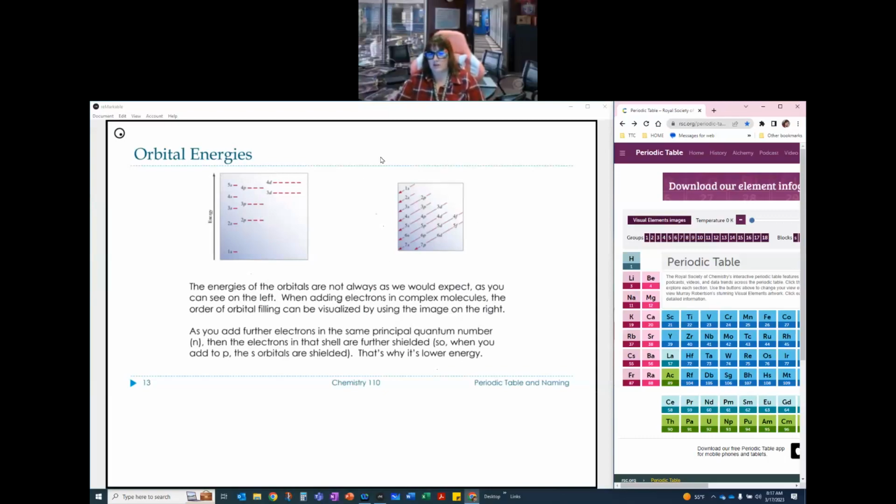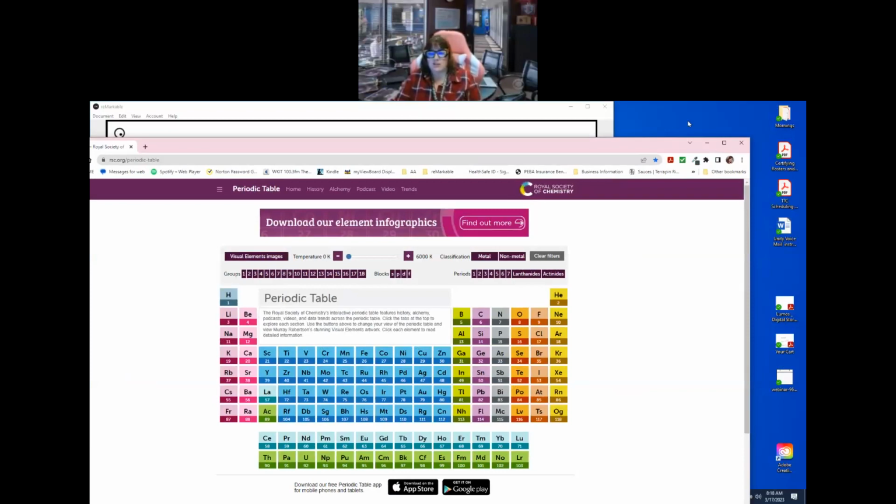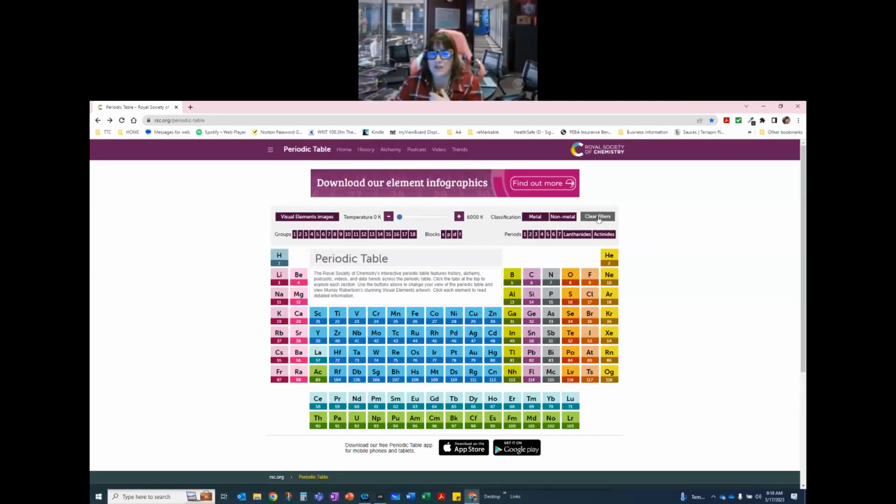And you may have seen this diagram in the past. This is something that some people use to tell you which way these things fill. I don't particularly care for that, but I do know that there is another way to go through this. Did I hear a question? Okay, sorry. So I know that there's another way for me to figure that out.